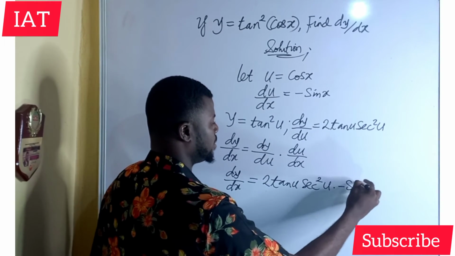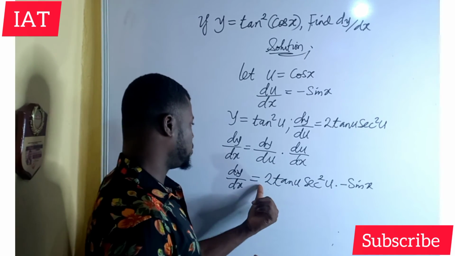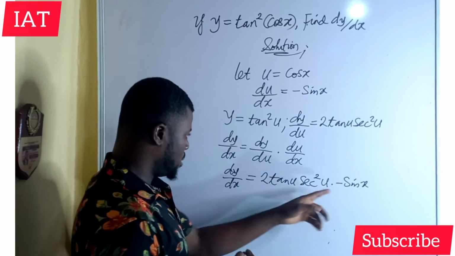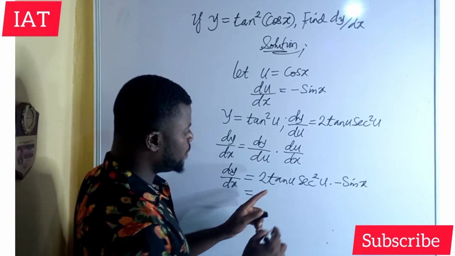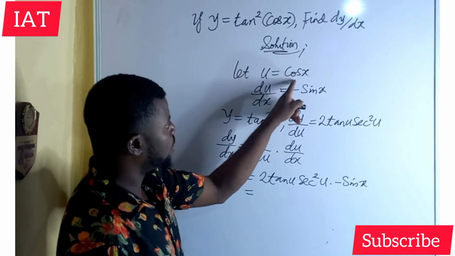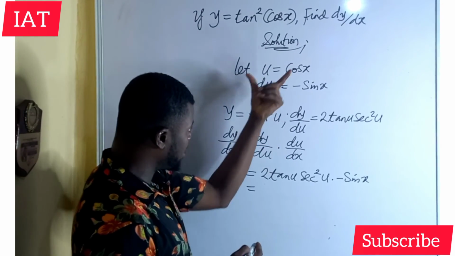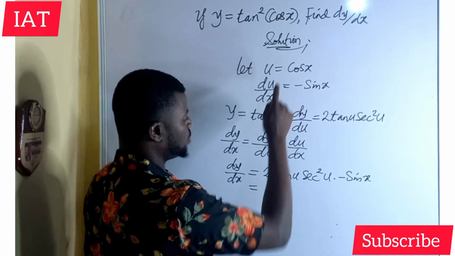Minus sine x. So I would like this sign to come first to start off the process, because everything there is multiplied by minus sine x, so the effect of this negative sign will just initialize this. But don't forget that your u was cos x. That's the assumption you've made. So now we want to reverse the process. Anywhere you see u, substitute it with cos x.